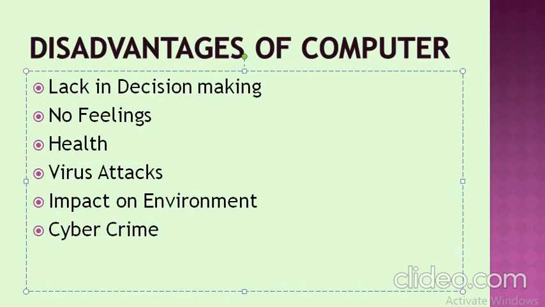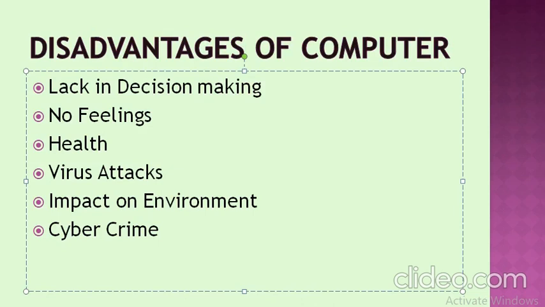Like in the example of adding two numbers we had seen, we just gave the two numbers to the computer, then again we need to tell the computer to add those two numbers. So it means the computer cannot decide on its own. It always waits for the instruction to be given by the user, meaning us. So this is one disadvantage of computer, lack of decision making. Then computer doesn't have any feelings. This also we had discussed many times, that computer doesn't have any feelings.